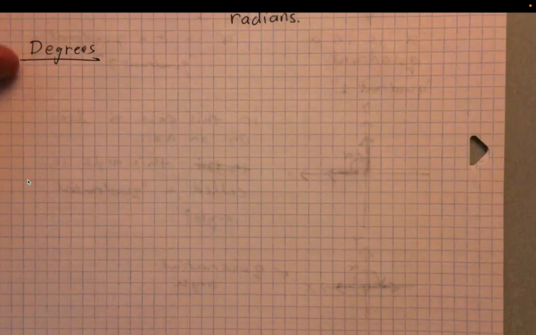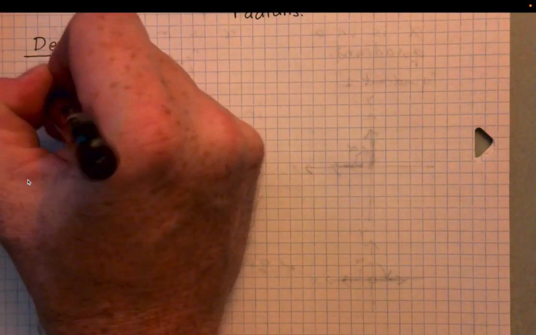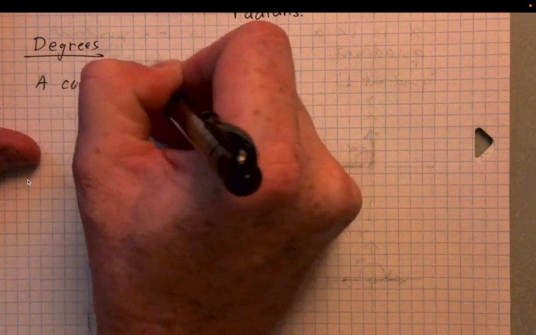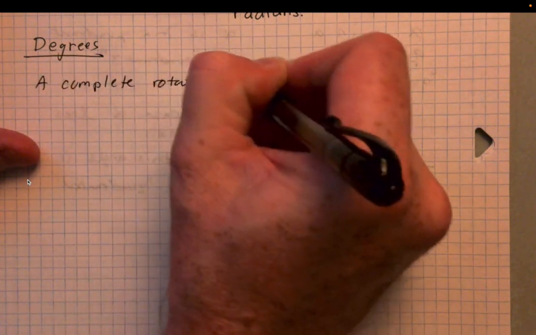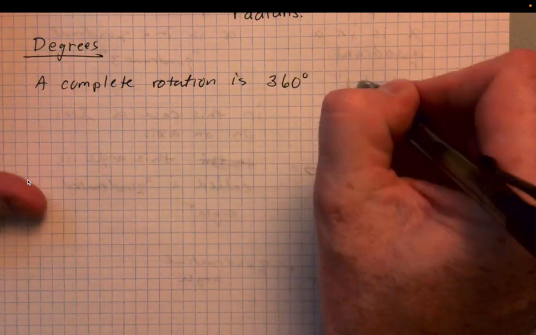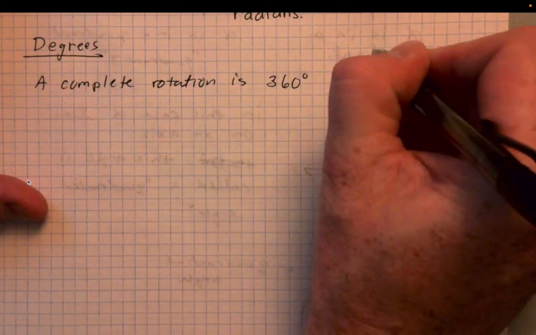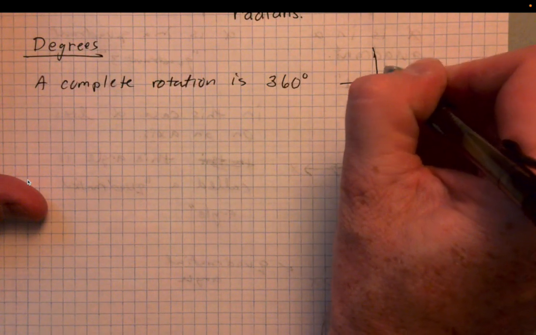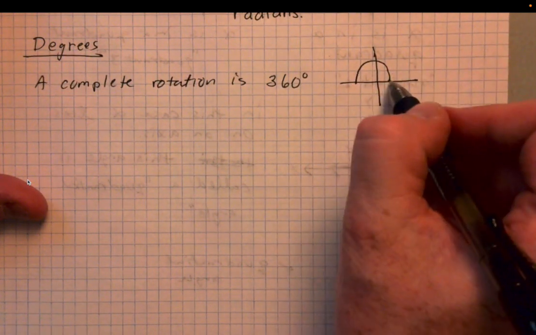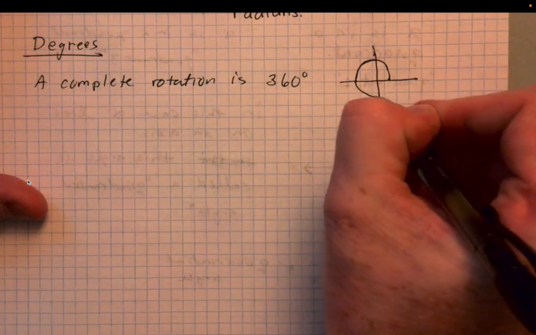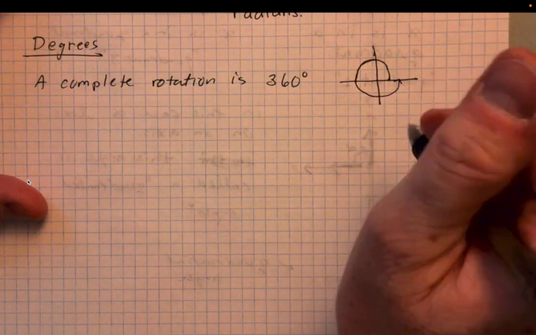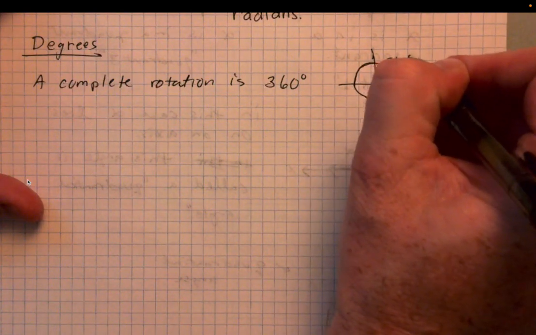Okay, so in the degree measure, a complete rotation all the way around in a complete circle is 360 degrees, right? If you think about an angle in standard position, a complete rotation means you start with the initial side at the positive x-axis and you go around until you're right back on top of yourself. And so that's 360 degrees.